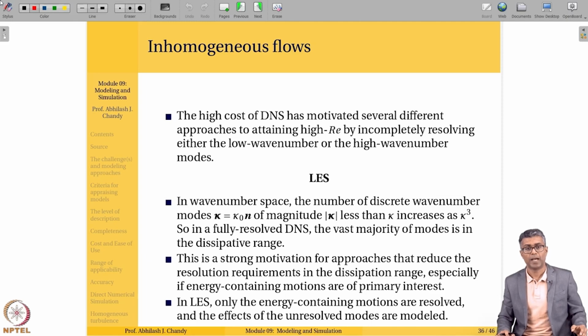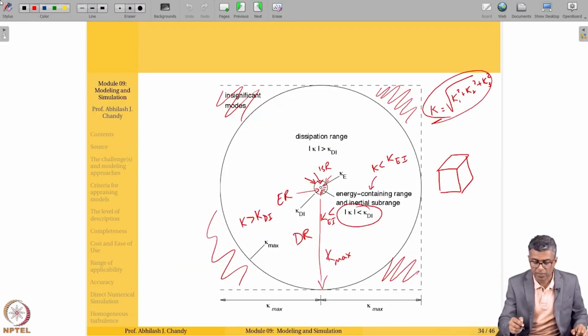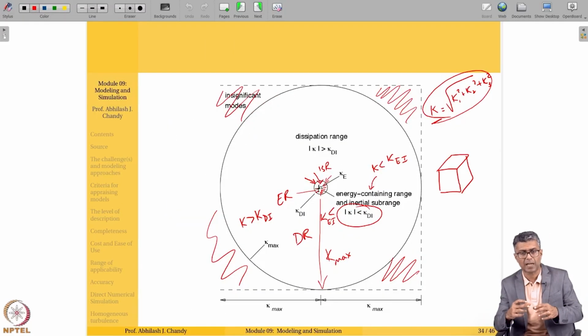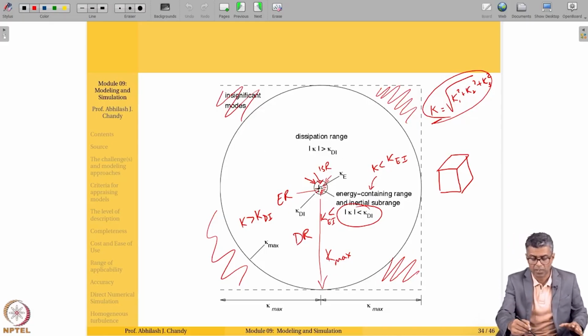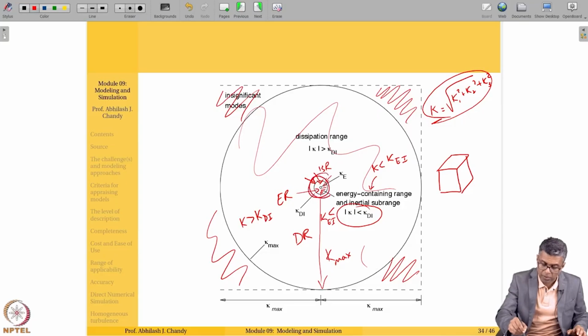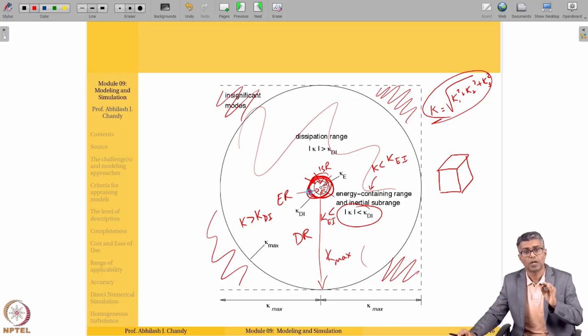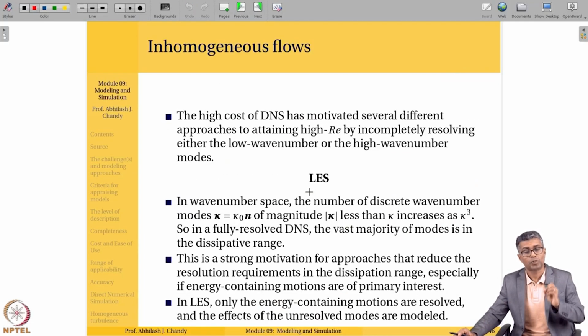In a sense, we are spending no time on resolving the scales in the dissipation range because we are completely modeling that. And that is clear from the plot I showed you in the last class, where there is this small circle and a slightly larger circle that are associated with the energy containing range and the inertial subrange. This large circle, all of this is related to the scales in the dissipation range. Now, in LES, you would only resolve this. That's it. Everything else is modeled. So you can imagine how much time and effort we are going to be saving. That's the basic concept of LES.